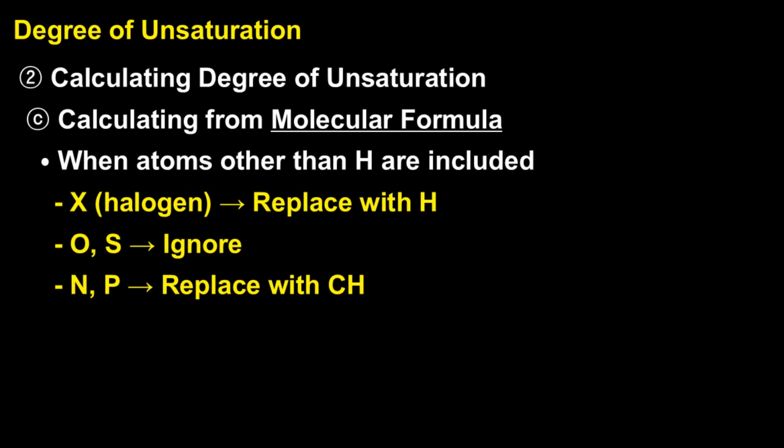Nitrogen and phosphorus are a little different. In this case, you treat each N or P as if it were a carbon-hydrogen pair. So you're adding both a carbon and a hydrogen to the formula. That way, we can still use the same formula, no matter what atoms are involved. And with just a few tweaks like this, you can handle even complex molecules with ease.